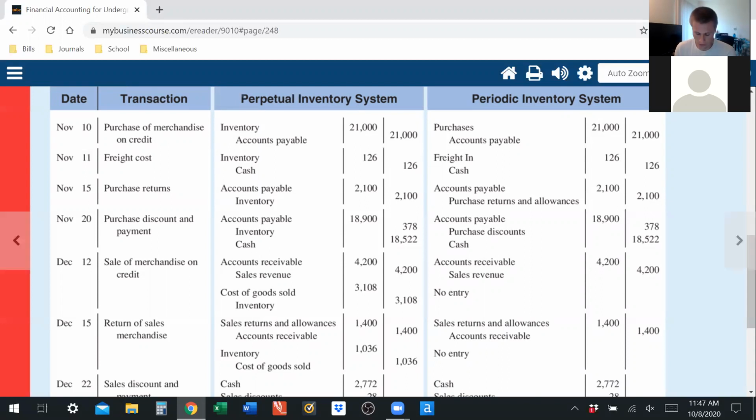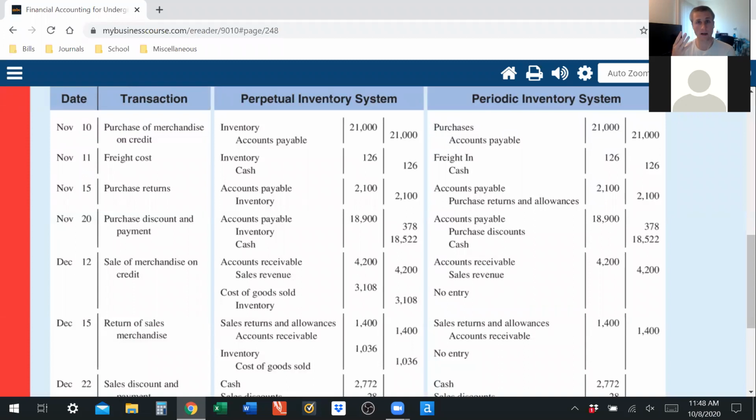So purchases, they would credit for 21,000, debit inventory for 21,000. That's how the purchases get into inventory. For freight in, they would credit freight in for 126, debit inventory for 126. Purchase returns and allowances, they would debit purchase returns and allowances for 2,100, credit inventory for 2,100. Purchase discounts, it has a balance of 378 credit. They would debit it for 378, credit inventory for 378.